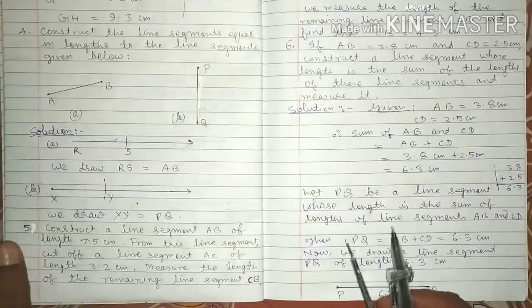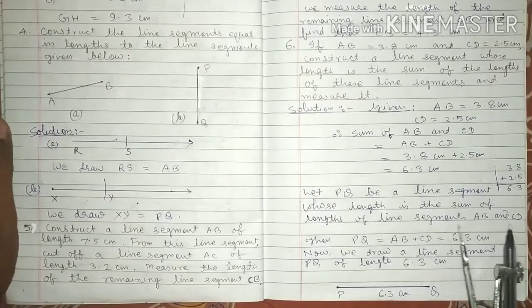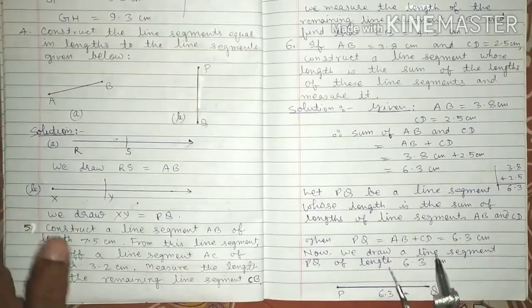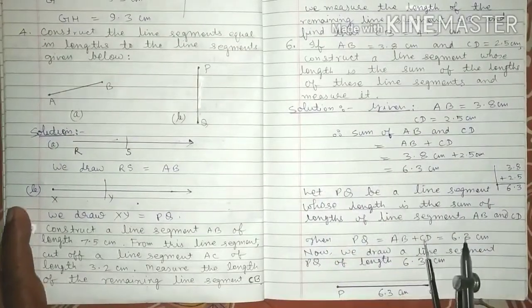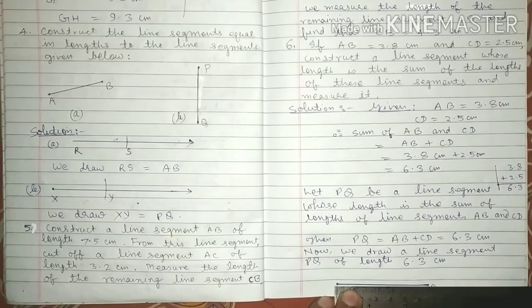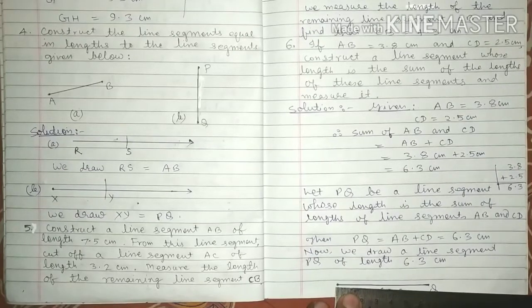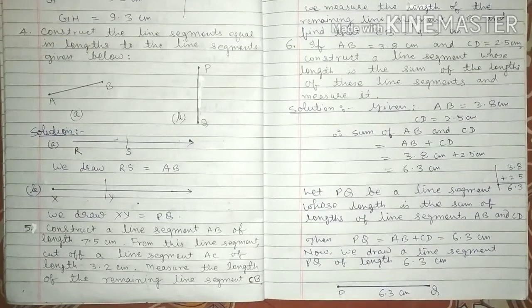Now let us take PQ to be a line segment whose length is the sum of the lengths of the line segments AB and CD. Then PQ can be written as AB plus CD, and this AB plus CD is equal to 6.3 centimeter. Now we draw a line segment PQ of length 6.3 centimeter with the help of a ruler by putting the ruler on the notebook like this, and here is P, here is Q, and the length of PQ is 6.3 centimeter. This is the answer of question number 6.